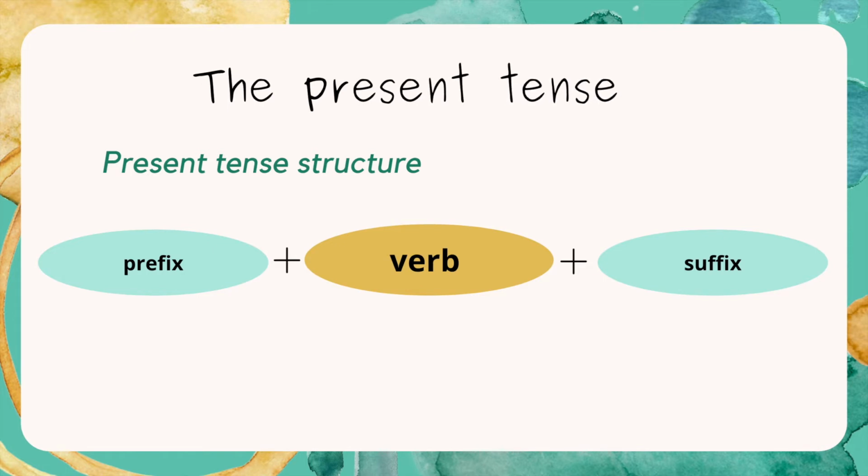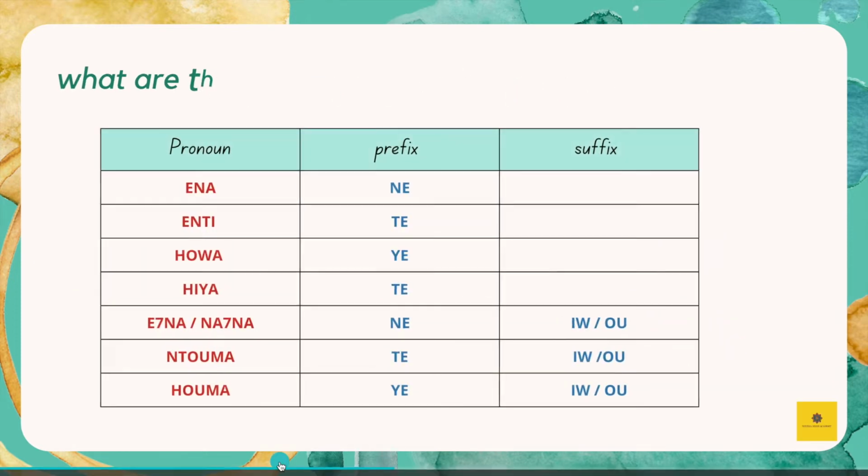So, the present tense actually uses a very clear structure. Every verb has its root, and then we will add a prefix to it and a suffix to it. So we have the verb and then we add a prefix to it and a suffix to it. Let's see what these prefixes and suffixes are.